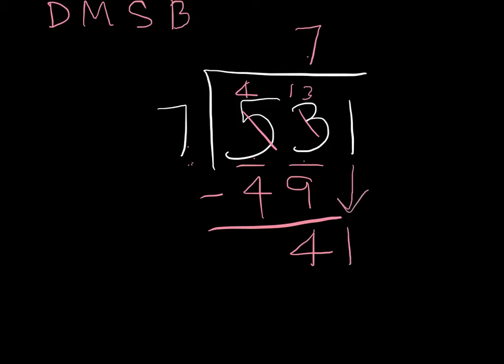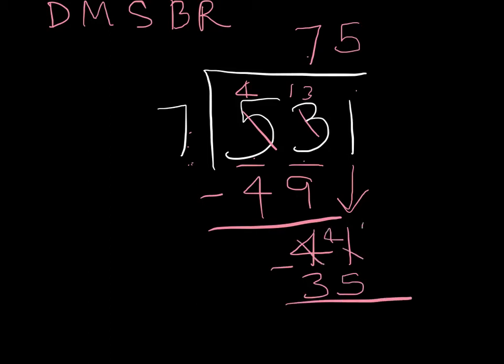And now the R is the repeat because we don't have a number above the 1, so we repeat. So then we do divide. 41 divided by 7 is 5. It can only go in there 5 times, so 5 times 7 is 35. And then if we subtract that, we have to borrow again, and we get 6.